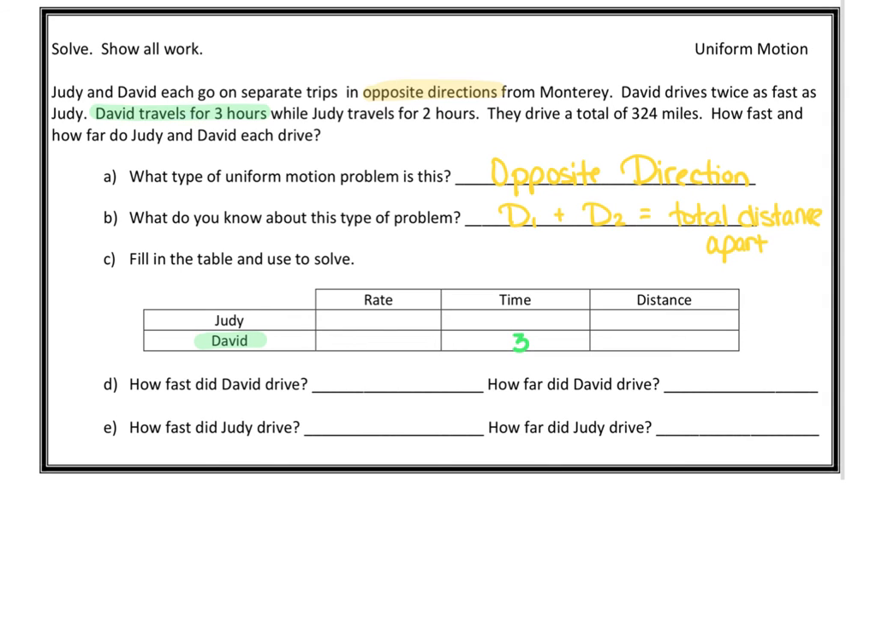Judy travels for 2 hours. They gave us information about Judy. What did they give us about Judy? Her distance, rate, or time? They gave us her time. She is traveling for 2 hours. All right.